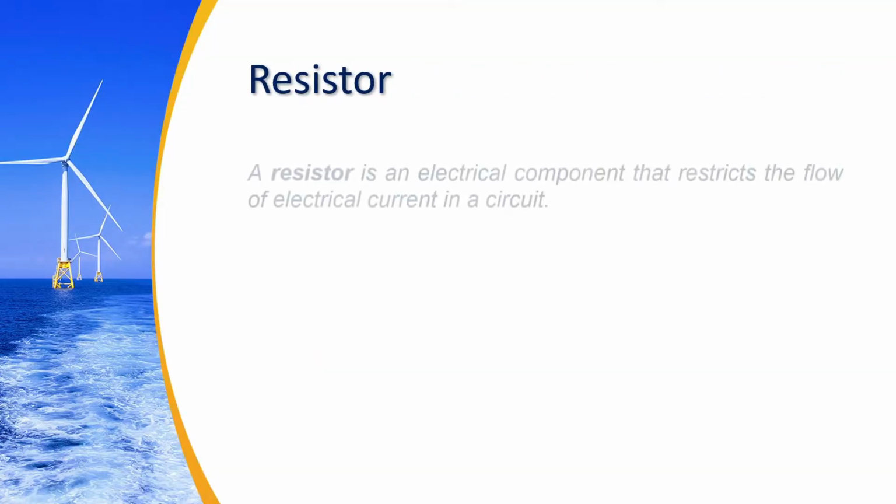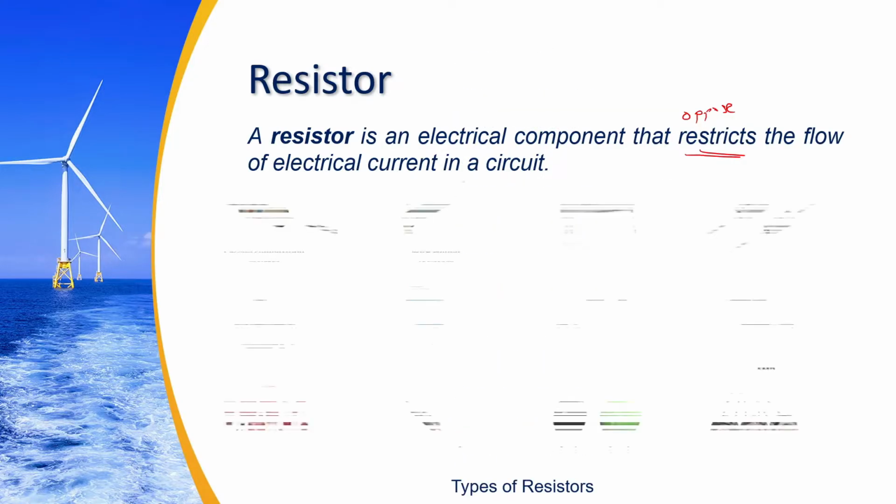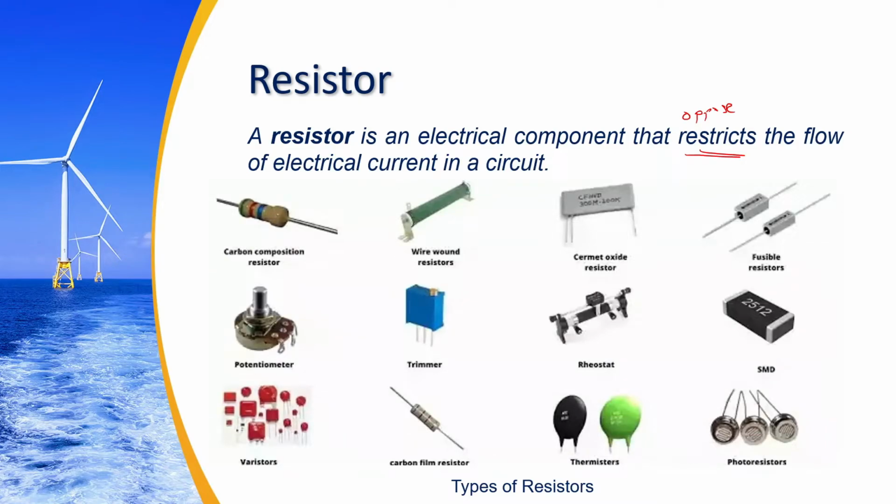So, a resistor is an electrical component that restricts. Okay? Restrict, meaning oppose. So, siya yung pumipigil of the flow of electrical current in a circuit. Okay, so meron tayong different types ng resistors. Lahat ng types niyan is may kanya-kanyang functions. Pero isa lang yung pinaka-goal nila, ang mag-restrict or mag-oppose ng flow of current.